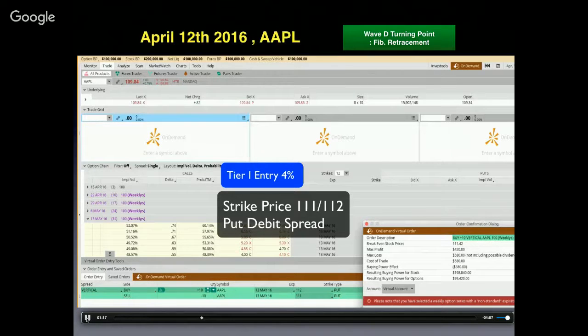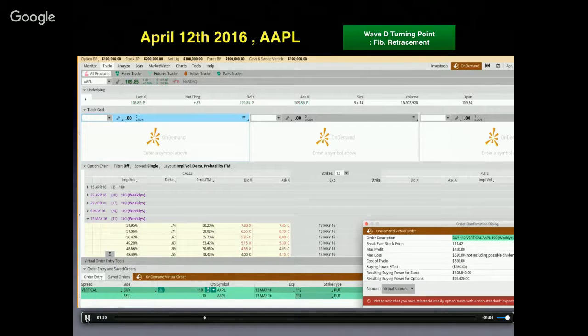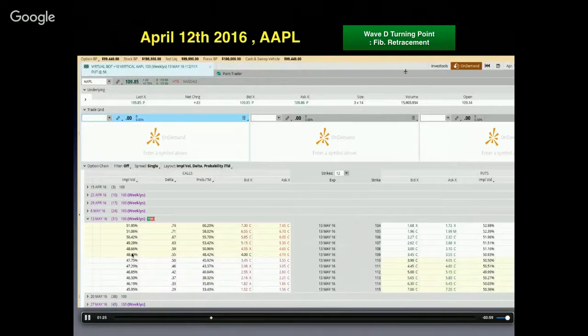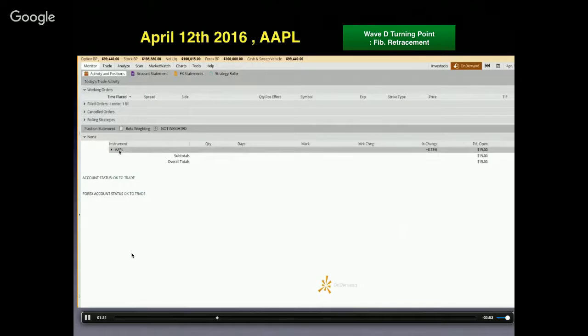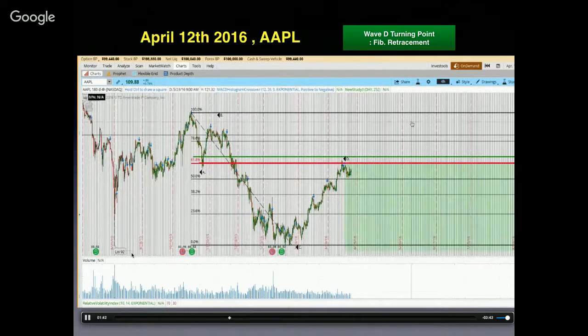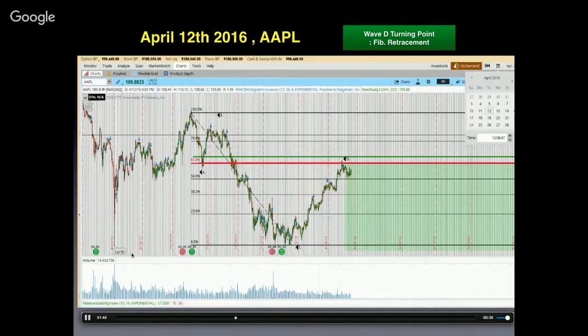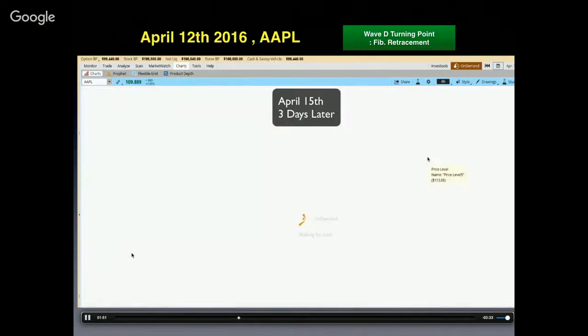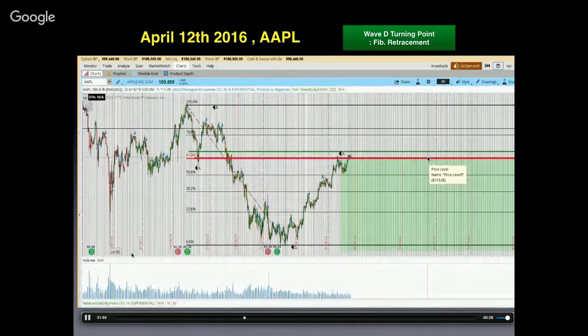Okay, so this will be tier 1 entry, 4%. My max loss 580. So we have this position on 31 days expiration. So next, fast forward a few days to show you how this pans out in our favor or not. Okay. So 3 days later, it seems that Apple is going against us.